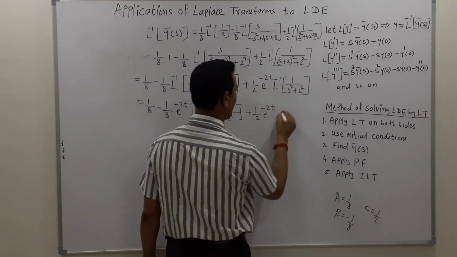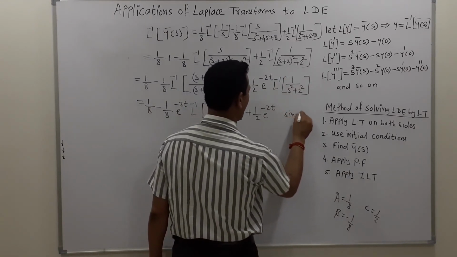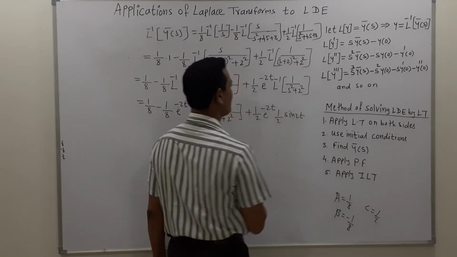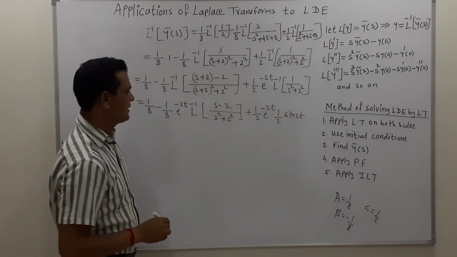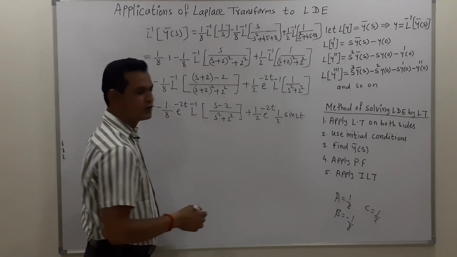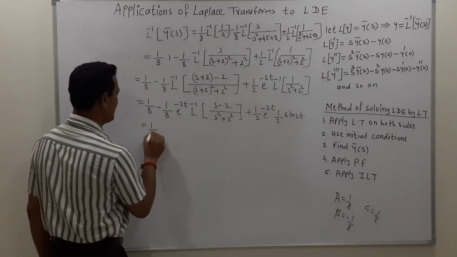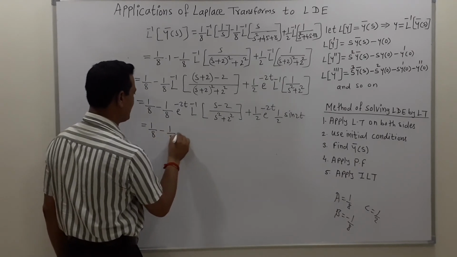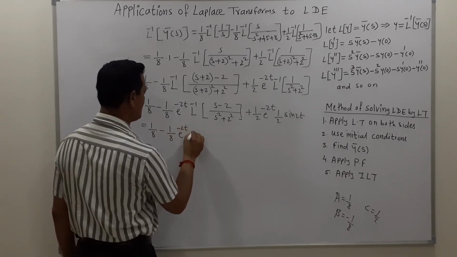Then this is the standard formula for sine of 2t into 1 upon 2. So, straightforward formula. This is the first term, this is the second term. So again, split this into the two parts. So we get this as 1 upon 8 minus 1 upon 8 e raised to minus 2t.